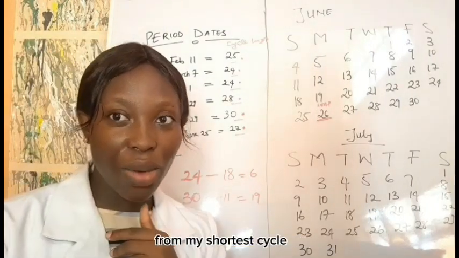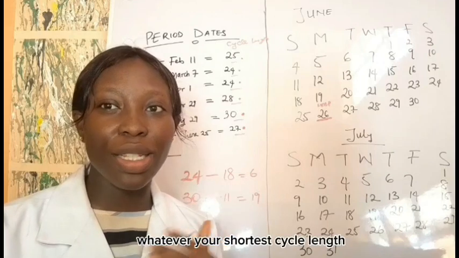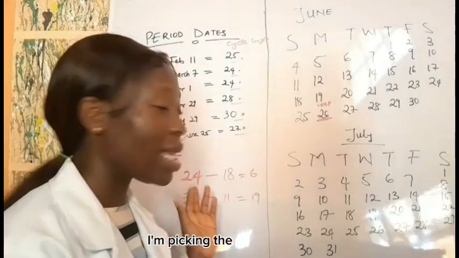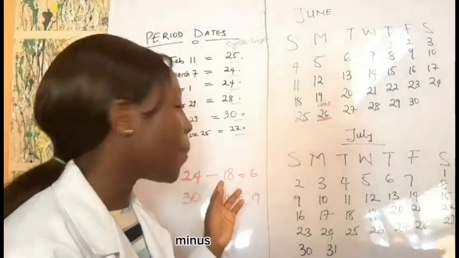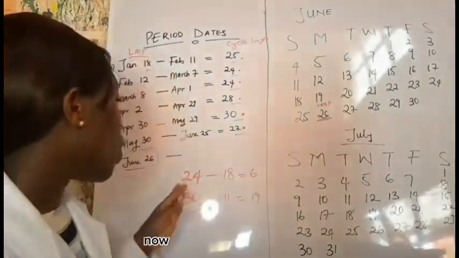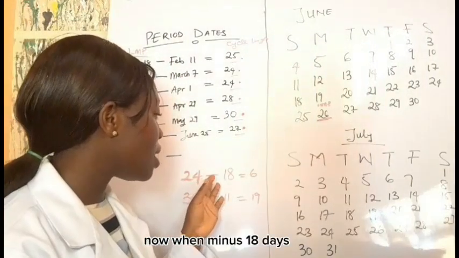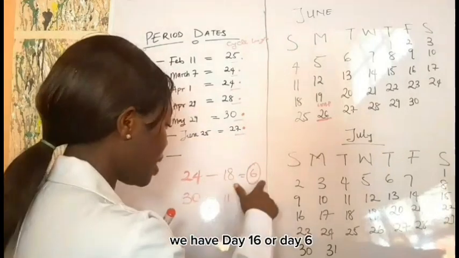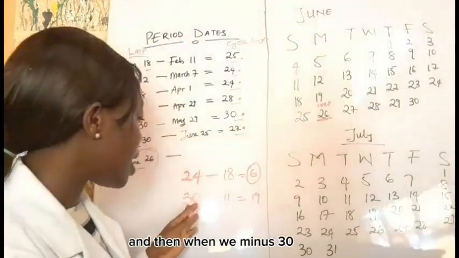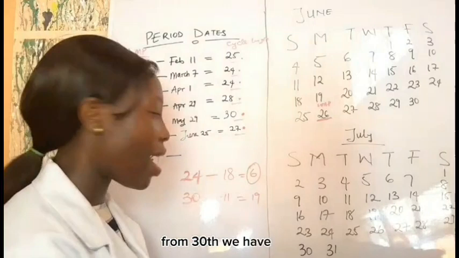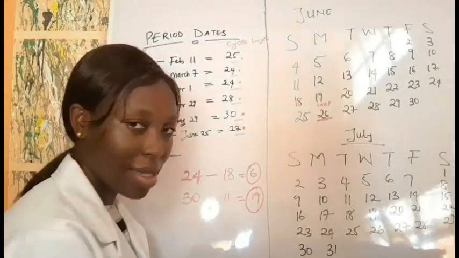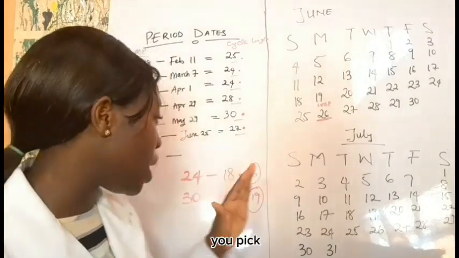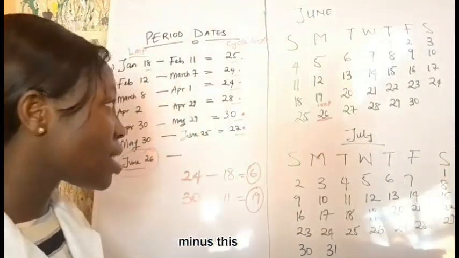From my shortest cycle length, whatever your shortest cycle length from the 6 months chart you have, whatever it is, here I'm picking the example 24 days. You minus 18 days from it. Now, when we minus 18 days from 24, we have day 6. And then when we minus 11 from 30, we have day 19. So whatever your cycle length is, the shortest and the longest, you pick it, and then you do this calculation.